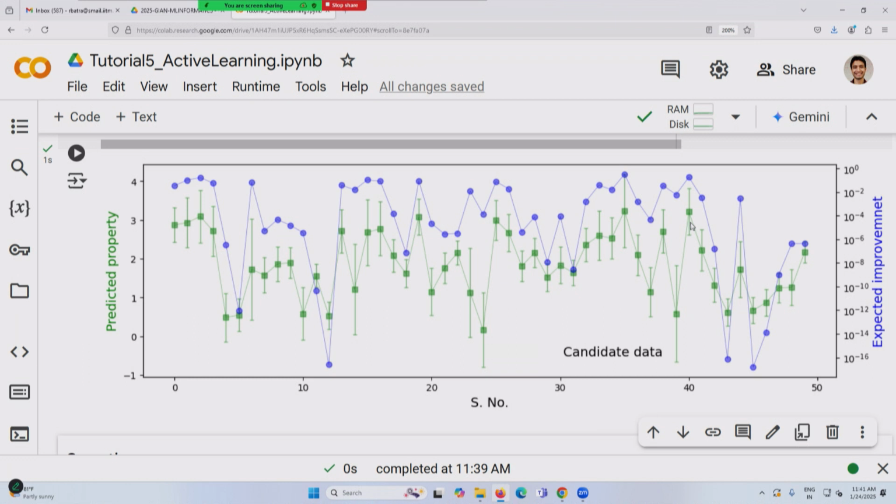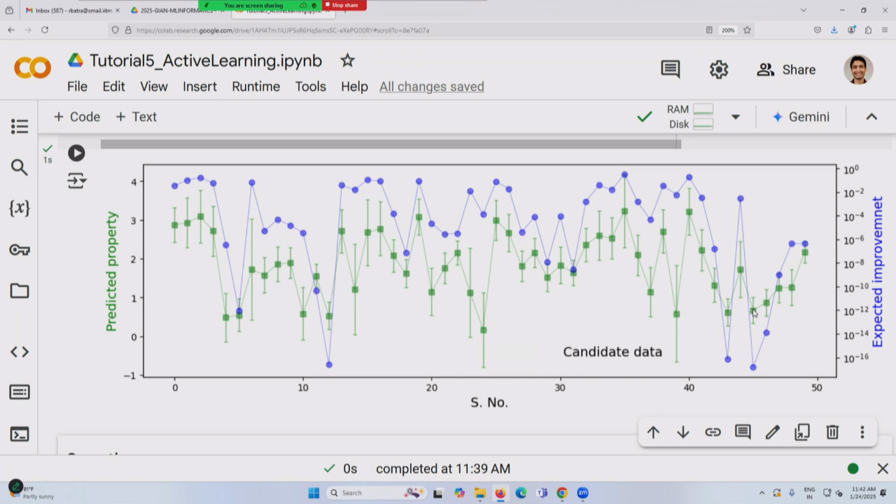Let's look at 40. This point, left or right? Okay, left. So same thing: expected improvement is still high, but the mean value mu cap is low, and the uncertainty is very large. What about 45? Let's look at 45. This one, left or right? Right. This one. This expected improvement is very low.